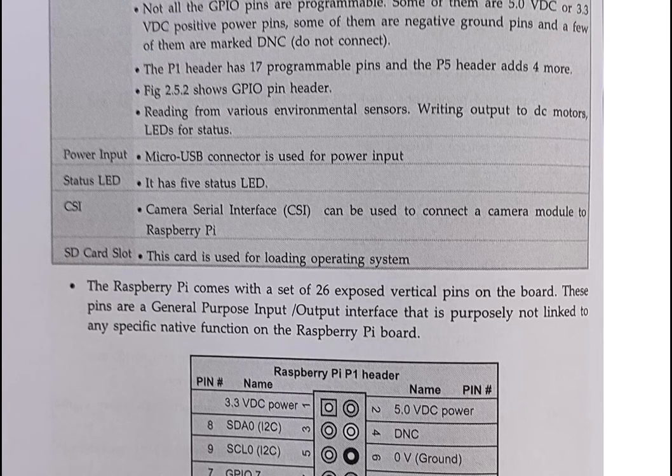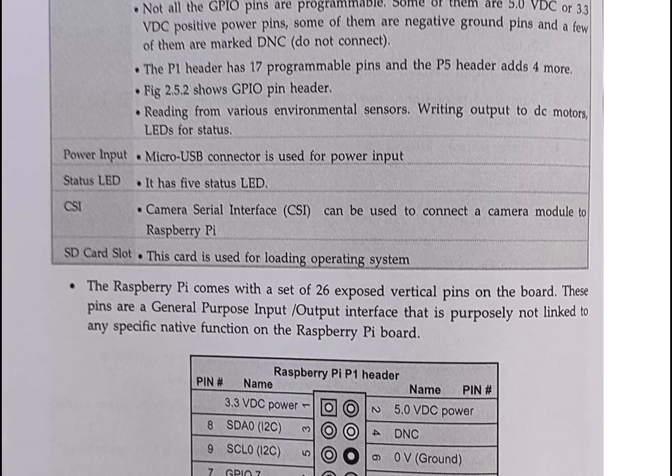Then we have power input. A micro USB connector is used for power input. Then we have the status LEDs. It has 5 status LEDs. Then CSI, the camera serial interface, can be used to connect a camera module to a Raspberry Pi. Then we have an SD card slot. This is the card used for loading the operating system.